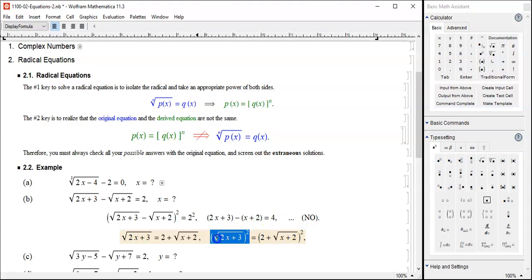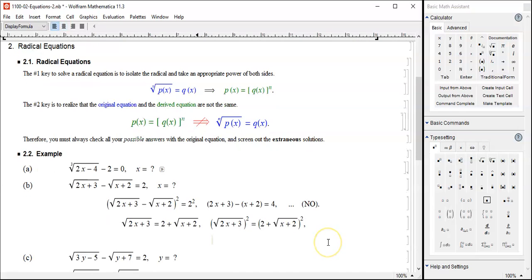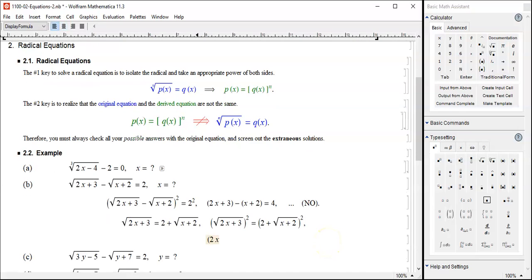Now this square root will be gone. Square and square root cancel each other out. And here, let's see how it works. Square and square root cancel out, we get 2x plus 3 from the left hand side. Good. Right hand side, you have to square this, 2 squared. And then you have to square that. Square and square root gone.